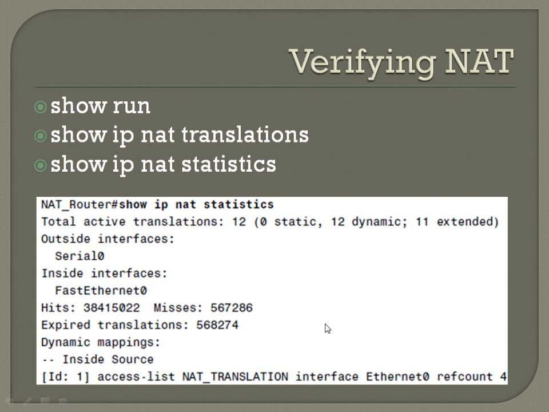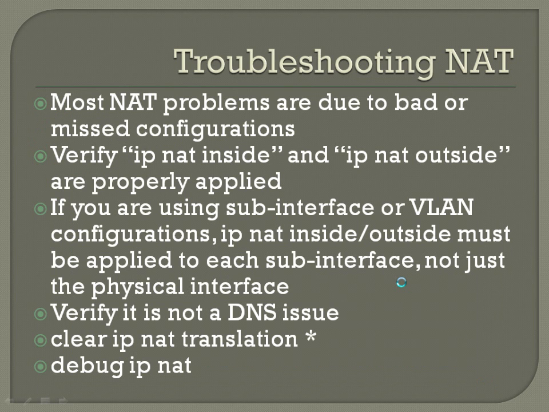Troubleshooting NAT. Most NAT problems are due to bad configurations or misconfigurations. So as I said a second ago, verify that IP NAT inside and IP NAT outside are properly applied. If you're using subinterface or VLAN configurations, IP NAT inside and outside must be applied to each subinterface, not just the physical interface. So keep that in mind as well. You always want to verify that it's not a DNS issue. If you're having problems with the individual LAN devices working, make sure you can ping a public IP rather than just trying to pull up a web address.